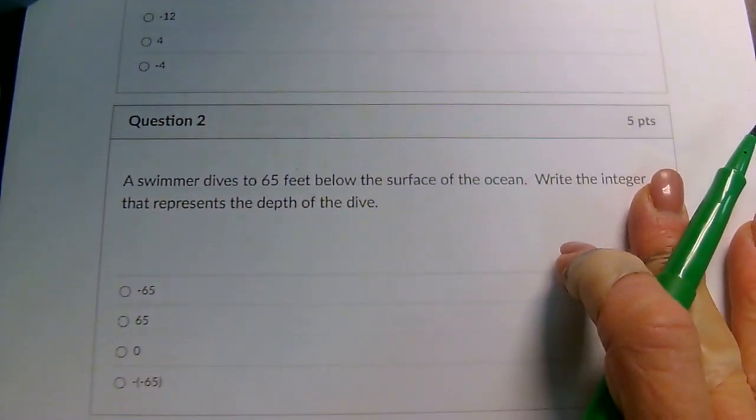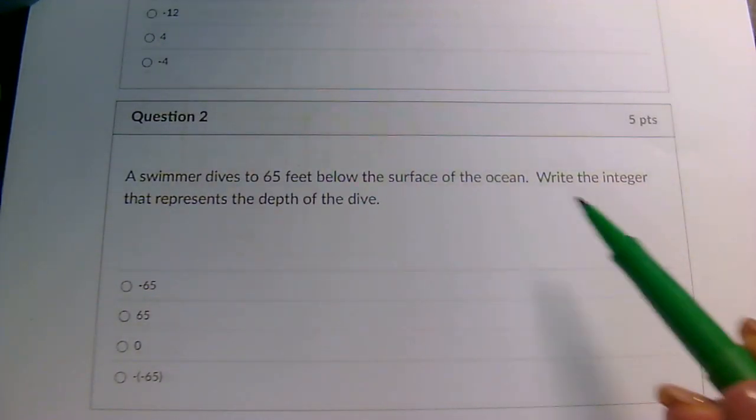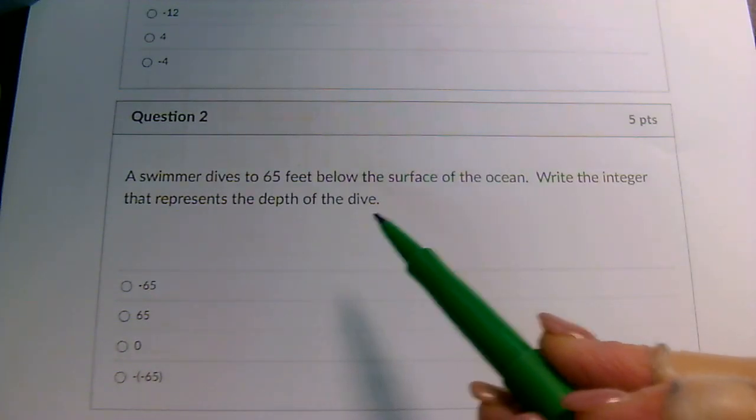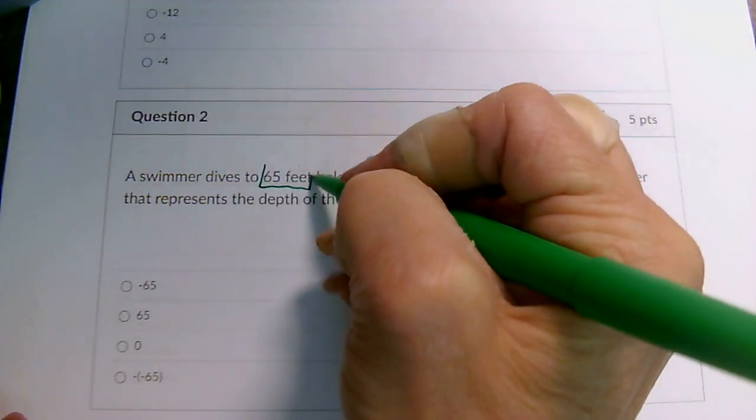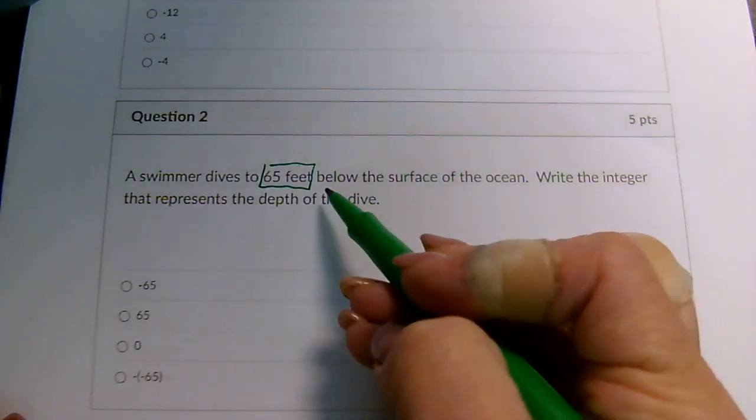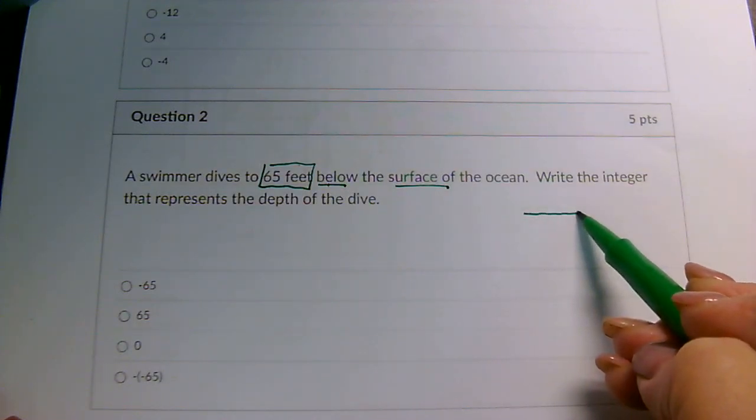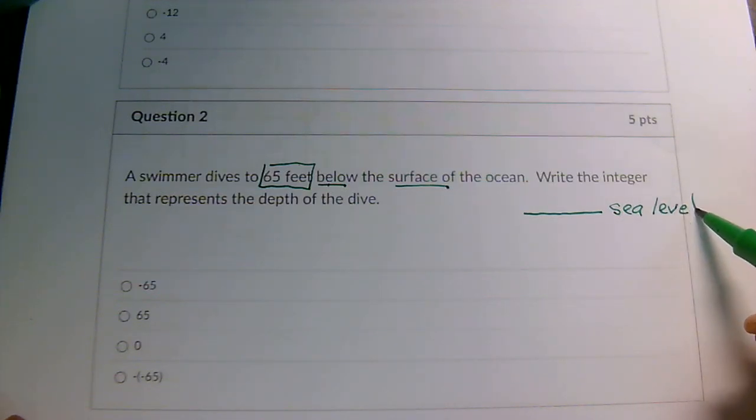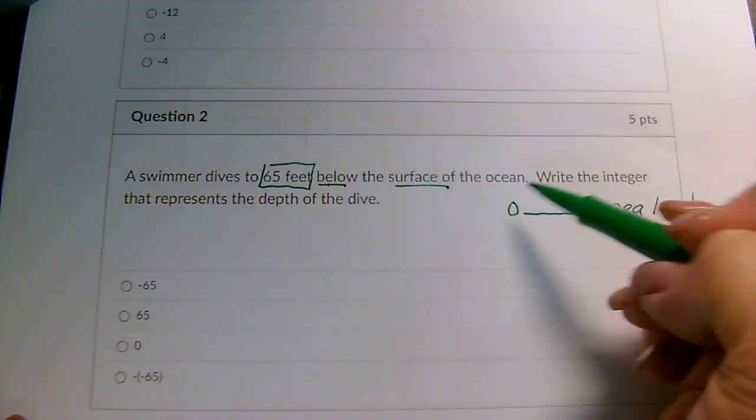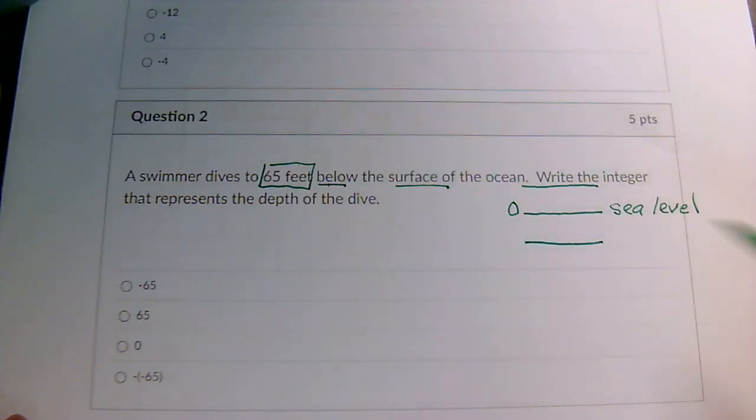Question 2 asks this. A swimmer dives to 65 feet below the surface of the ocean. Write the integer that represents the depth of the dive. All right, with this, think about the number 65 with feet, and think about the fact that it's below the surface of the ocean. If sea level is at 0, you have above sea level and below sea level. Think about what kind of number that would be as an integer.